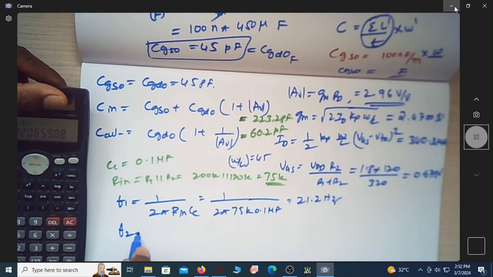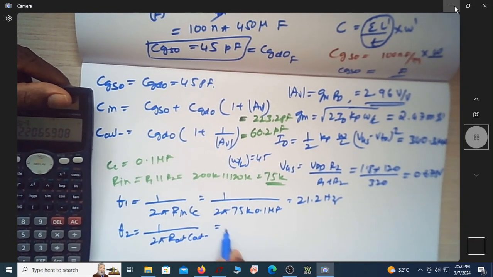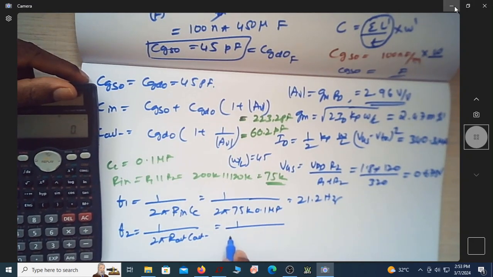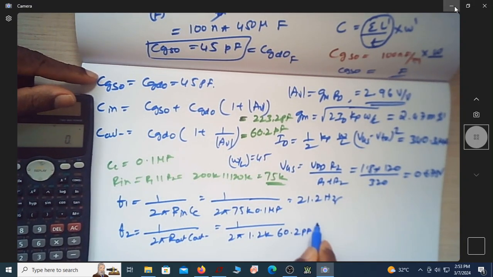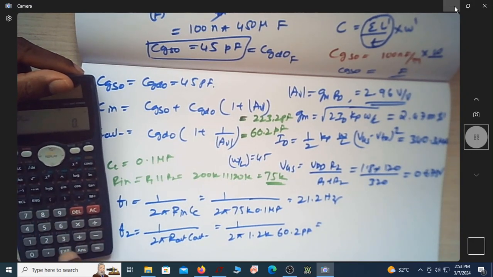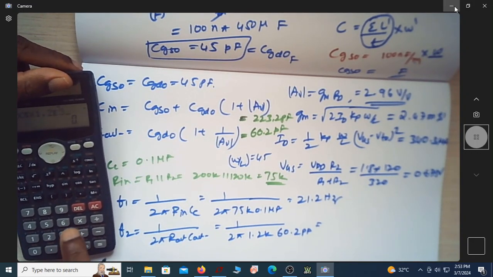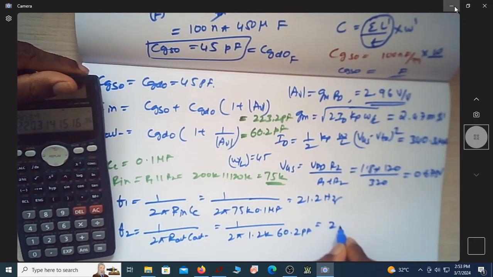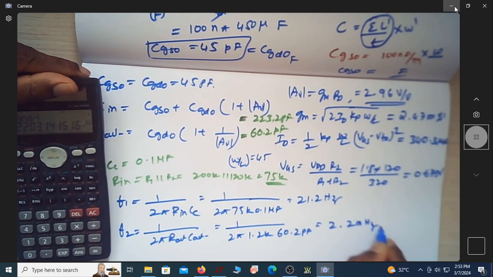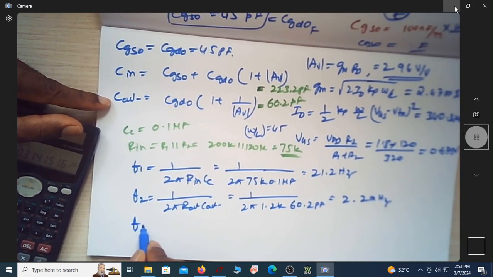What is F2? F2 is 1 over 2 pi R out C out. R out is actually 1.2K. It is now 2 pi 1.2K. C out is 60.2 picofarad. So it is 2 into pi into 1.2 exponential 3 into 60.2 exponential minus 12. It is 2.2 megahertz. What is F3?